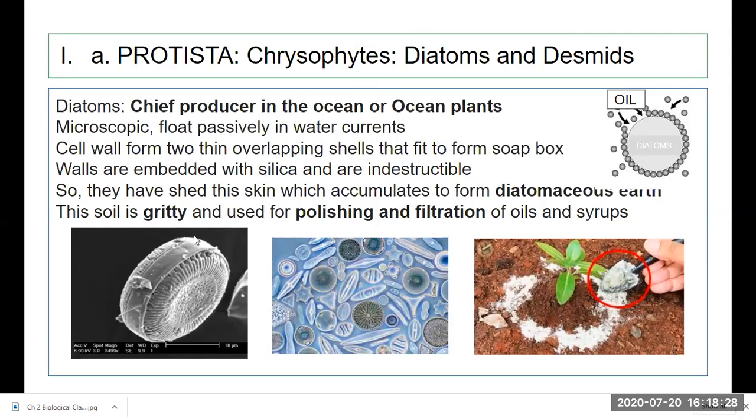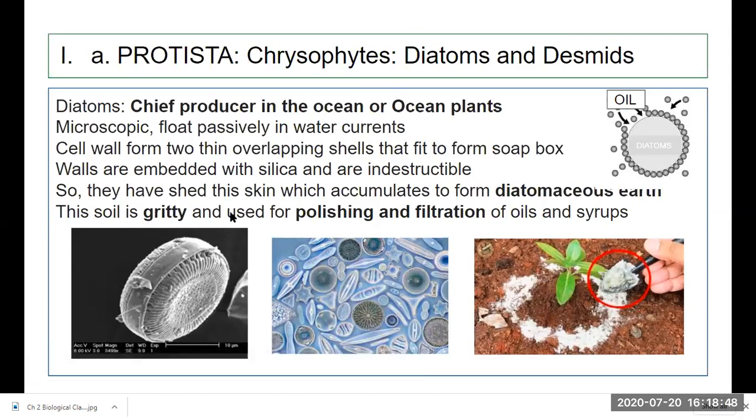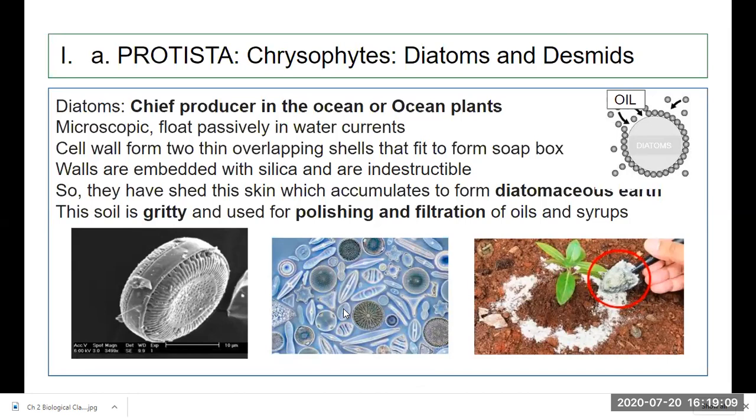Now, with this name, you can remember that diatoms have two atoms. So having two shells which overlap and then fit together in a pattern which looks like a soap box, as you can see in the first example. And that's how they have gotten this name of diatom. Moreover, they have silica embedded in their shells, and that makes them indestructible. So they keep on accumulating one over the top of each other. And that's how we get the diatomaceous earth. This earth is coarse in nature, it is gritty in nature, and hence it can be used for two purposes, polishing and filtration. Polishing you can easily understand, but how does filtration occur?